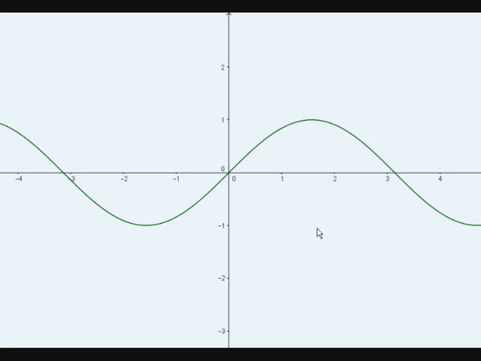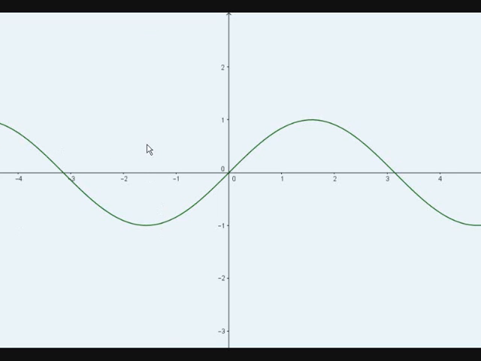Okay, now let's discuss trigonometric functions. The first function is the sine function. As you can see, this is the sine function. This is periodic. Here the domain of the sine function is R, as it extends from minus infinity to infinity, and the range of this function is minus 1 to 1, as it extends from minus 1 to 1.